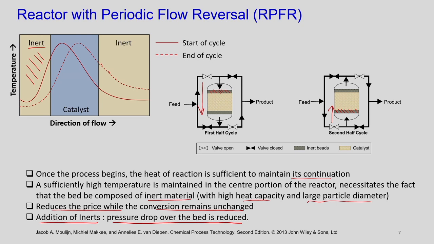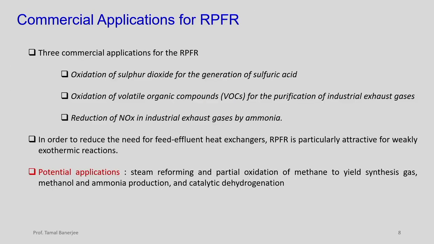Okay, moving ahead. There are some commercial applications for these reverse periodic flow reactors. There are three commercial applications right now. One, which we have already studied in the previous module, is the oxidation of sulfur dioxide for generation of sulfuric acid. Sulfur dioxide converts to sulfur trioxide. For that, if you recollect, we said that the heat has to be taken out. In that we used some quench reactors. Same thing, there are some improvements that industry has taken up. This used a reverse periodic flow reactor.